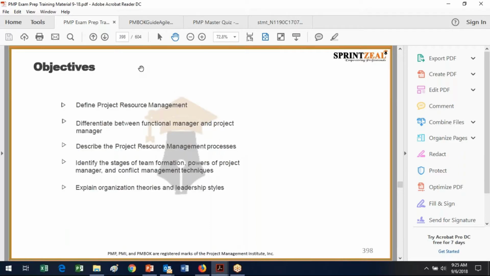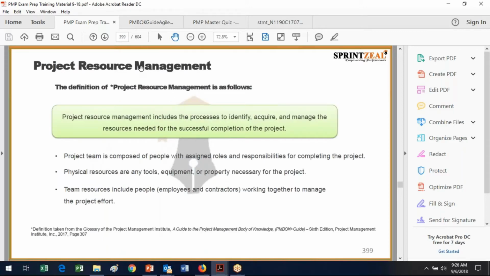We're going to define it. We're going to differentiate again between the functional and the project manager. We're going to talk about the processes. We're going to identify the stages of team formation, which is important. And then we're going to explain organizational theories and leadership styles. And again, these are some that you should know for the test.